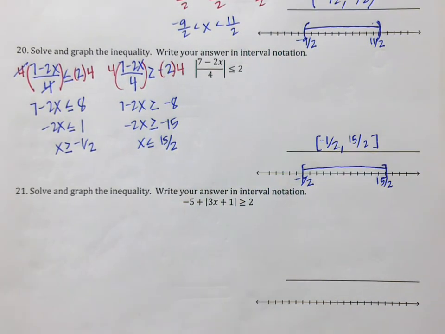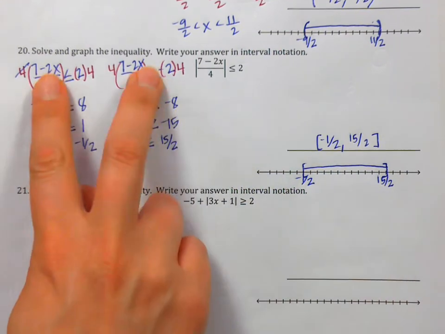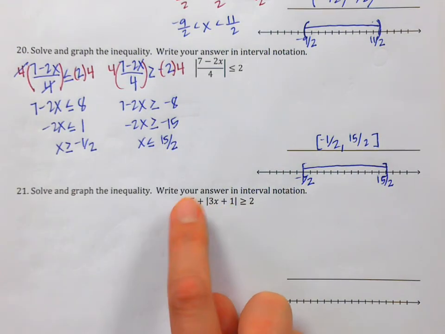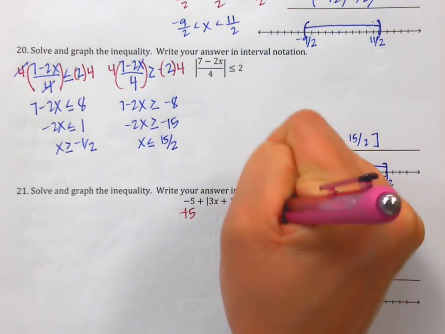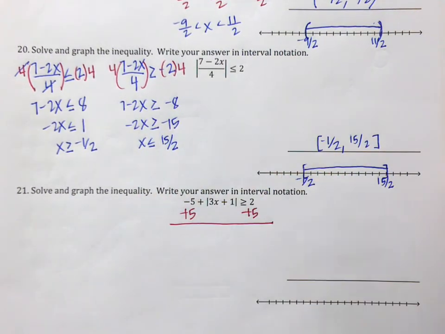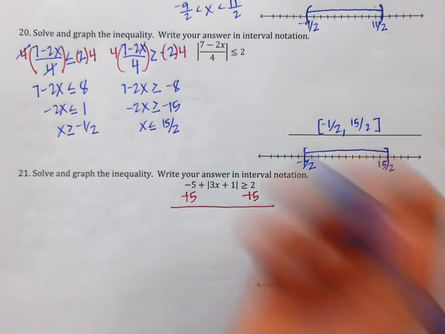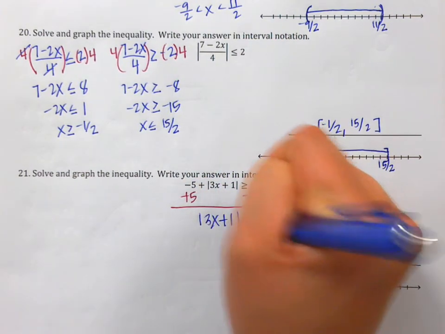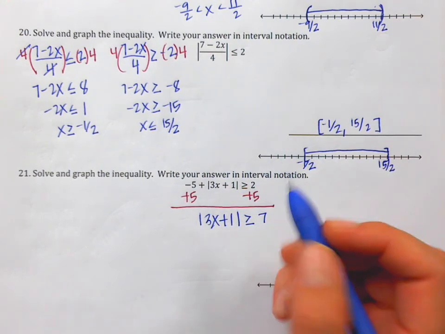Okay, last one. So we have absolute value again. Before I can split it up like I did up here, I have to isolate my absolute value expression. So this negative 5, I need to move to the other side by adding 5 to both sides. Anytime you have an absolute value inequality or equation, you have to isolate the absolute value before you can split. So then I have the absolute value of 3x plus 1 is greater than or equal to 7. And then I can split them into 2 now.